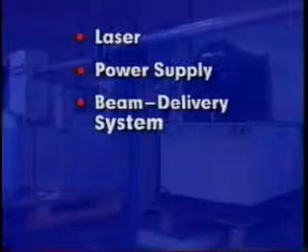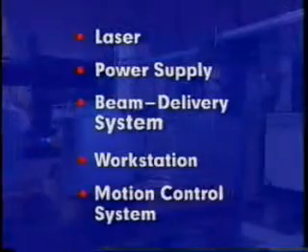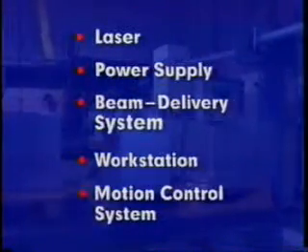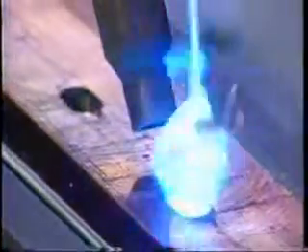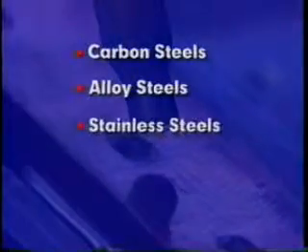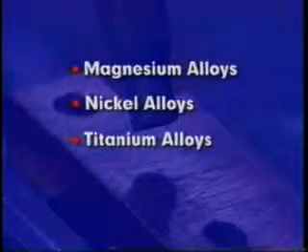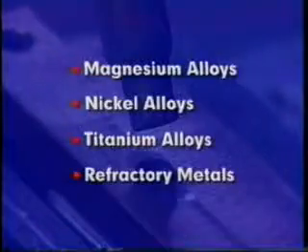Laser beam welding systems are used in many industries and are typically fully automated and computer controlled. Typical equipment includes the laser and its power supply, a beam delivery system with mirrors and focusing optics, a workstation, and a motion control system to move either the laser beam or the workpiece. Many ferrous and non-ferrous metals can be joined using laser beam welding, including carbon, alloy and stainless steels, aluminum alloys, copper alloys, magnesium alloys, nickel alloys, titanium alloys, and refractory metals.